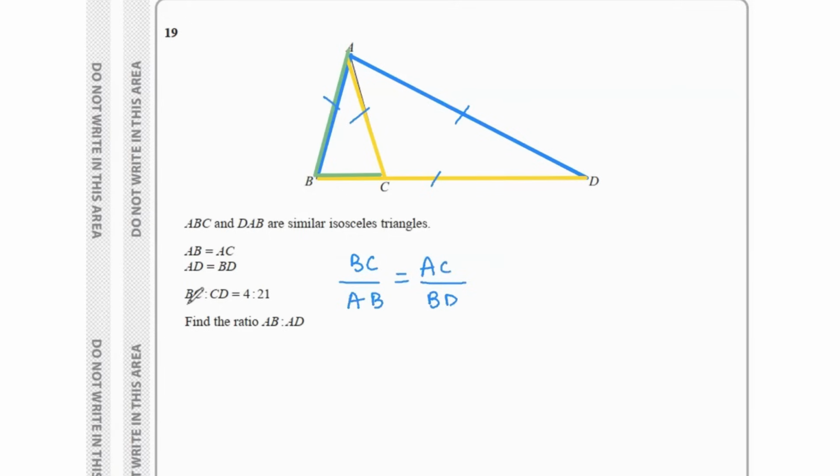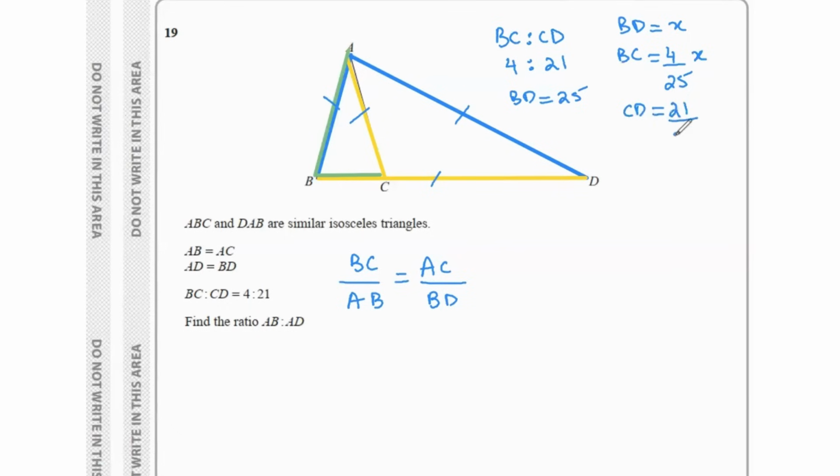if BC is to CD is 4 is to 21, which means BD would be 25, because that's the total of it. So if we write the length for it and assume that BD is X, BC is basically 4/25 of X, and CD is 21 over 25 of X.